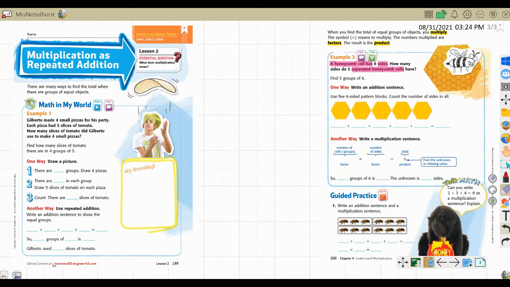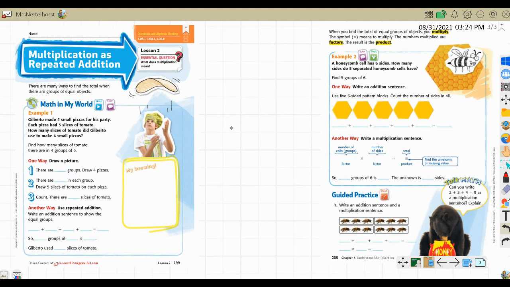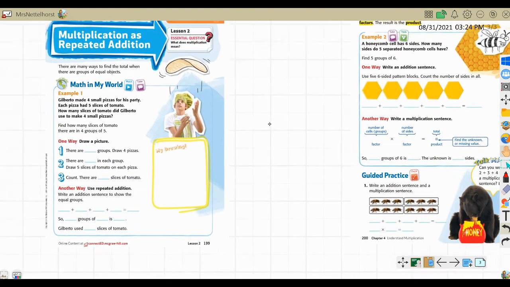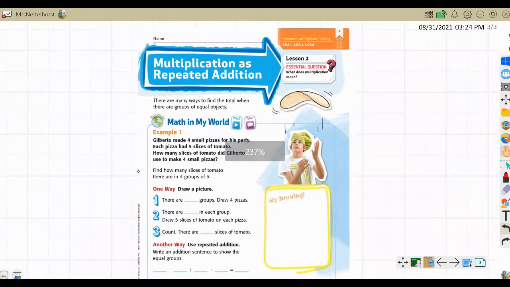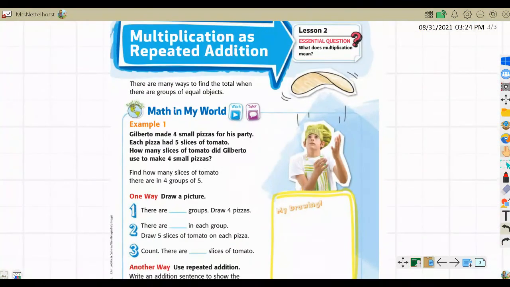Okay, boys and girls, this is lesson 2, multiplication as repeated addition. I just realized I didn't erase some of the stuff from the in-person lesson today, so there we go. We are going to be doing pages 199 and 200 together. We're going to do the independent practice tomorrow because today we ran out of time, so I will assign it tomorrow to those of you that aren't at school.